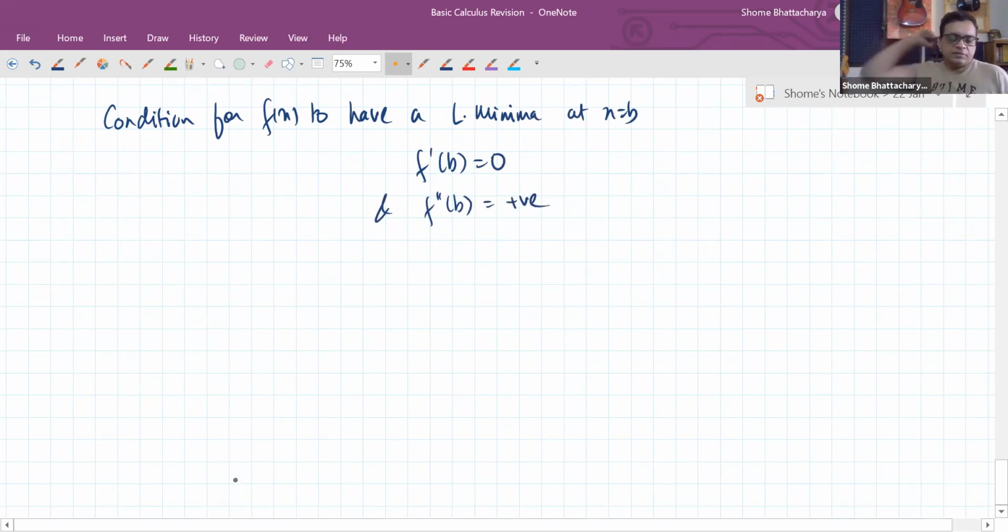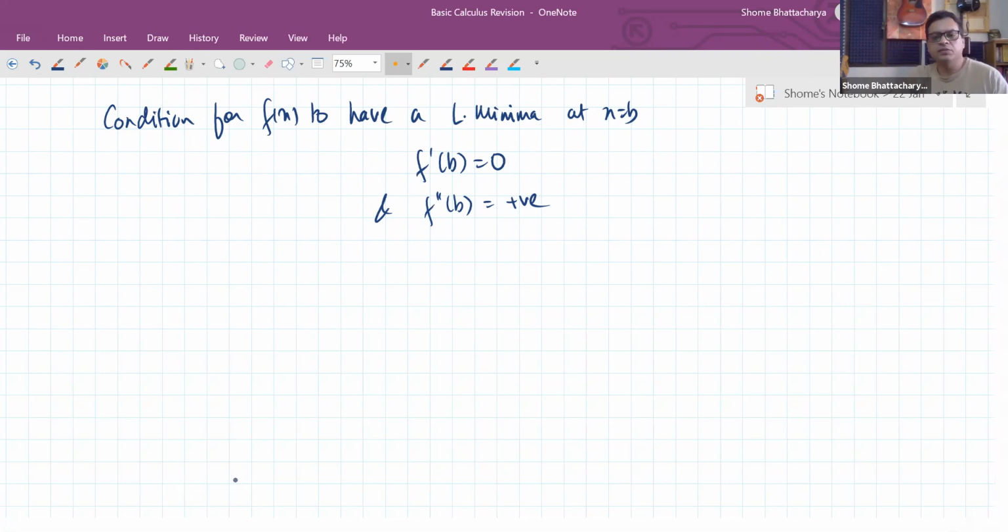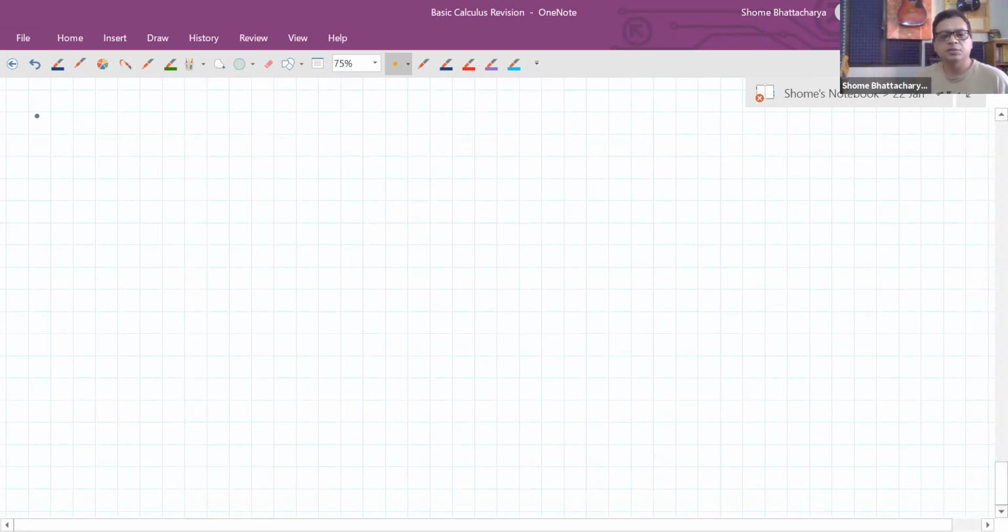Again, like we discussed for local maxima, this suffices for most of the simple type of functions. There might be some complicated functions where the second derivative becomes 0, and there we require some more complex techniques like nth derivative test, etc. But that's not required over here for us in our immediate applications. Okay, so let's look at a simple example of this.